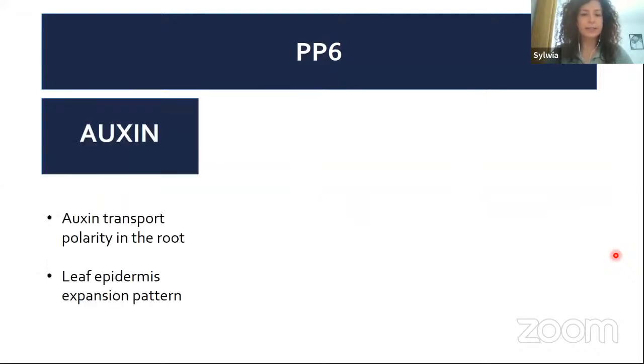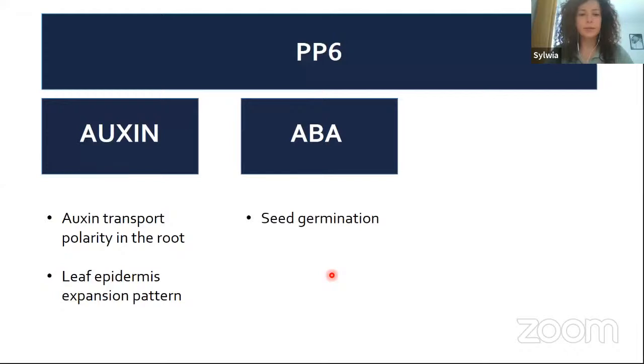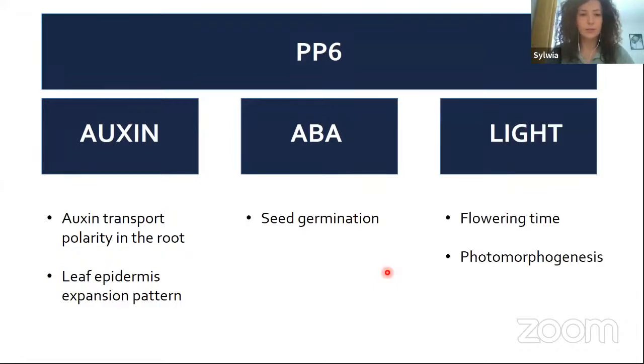Some targets of the PP6 complex are already known in Arabidopsis. For instance, it is dephosphorylating PIN proteins, so it's involved in auxin signaling and in controlling auxin transport polarity in the root or leaf epidermis expansion. It was also shown that PP6 can dephosphorylate ABI5, which is a transcription factor important in ABA signaling that regulates seed germination. And besides these 2 hormonal pathways, PP6 can also dephosphorylate phytochromes, influencing flowering time, and phytochrome interacting factors, and in that way regulating photomorphogenesis.